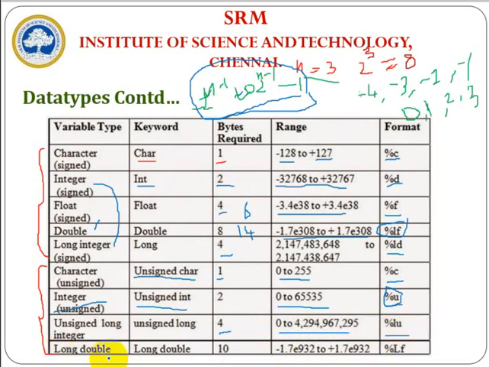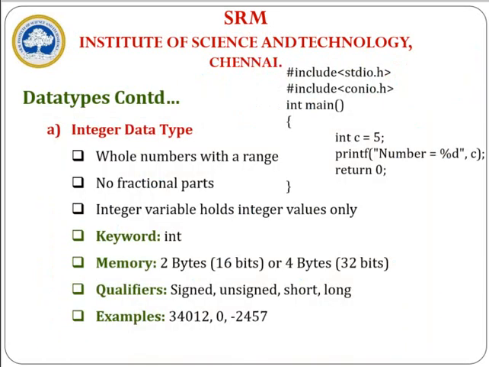The next one is the long double. A long double has 10 bytes allocated, which means 80 bits, that is 10 into 8, because a byte is 8 bits. So 80 bits can be held in the long double. The format specifier is %Lf, with a capital L. Here you can see this is a small l, but this should be a capital L. Okay, and we will discuss one by one.